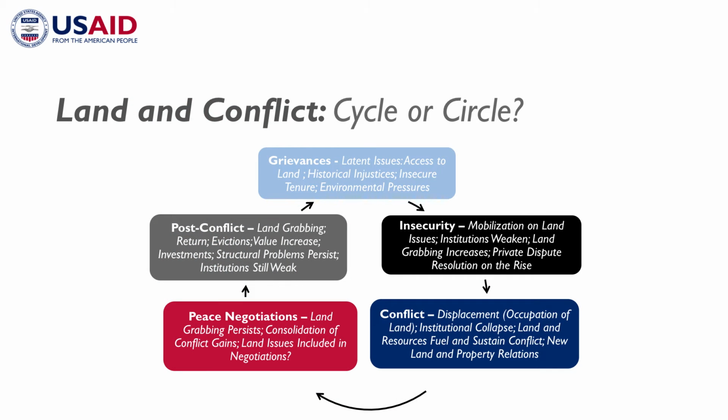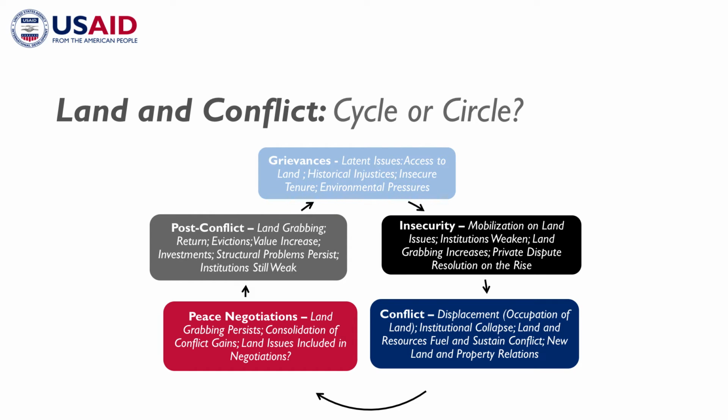where we pose the question: in dealing with land, we often talk about the conflict cycle, but is it not very often, especially when it comes to land, a circle? And there are five moments. There's the grievances moment, there's the insecurity moment, there's the conflict moment, the peace negotiations, and the post-conflict. And when you look at the slide, when we are at the grievances moment, you'll have latent land issues, and I've listed some of those, which may be related to access to land, historical injustices, insecure tenure, environmental pressures.